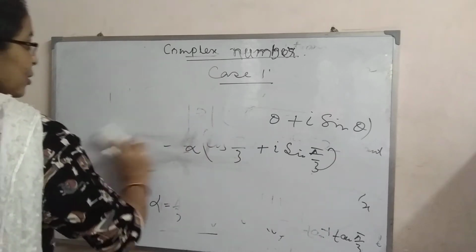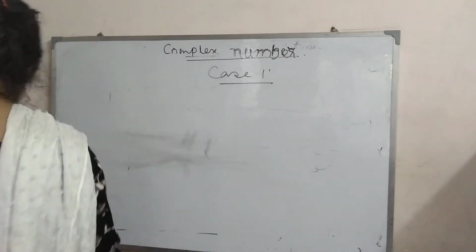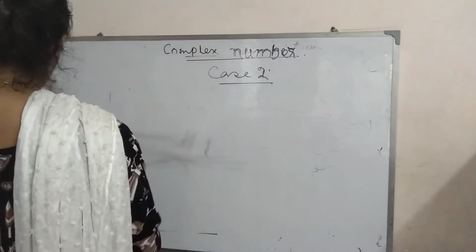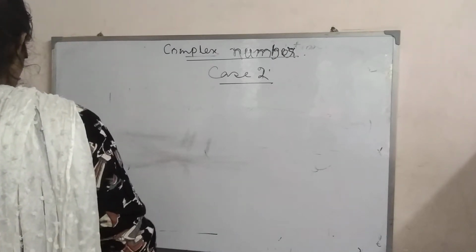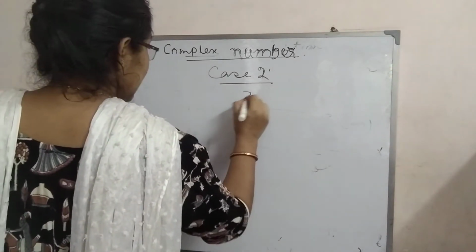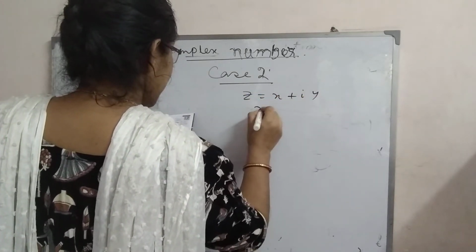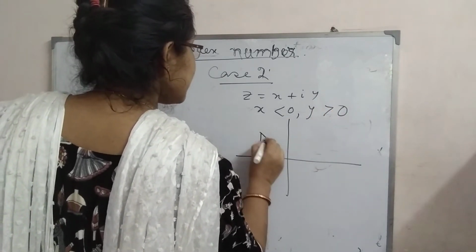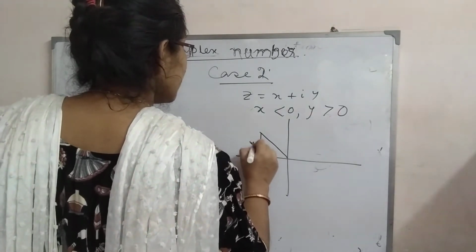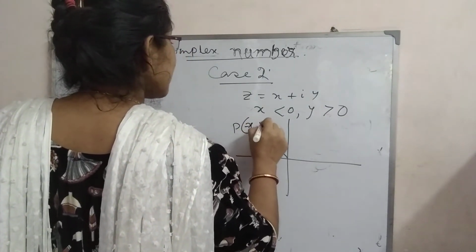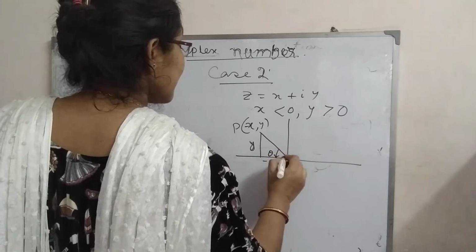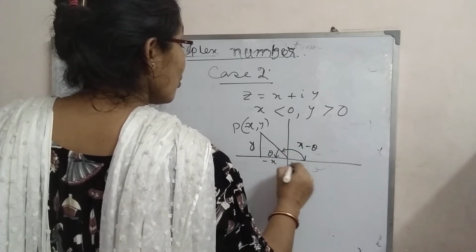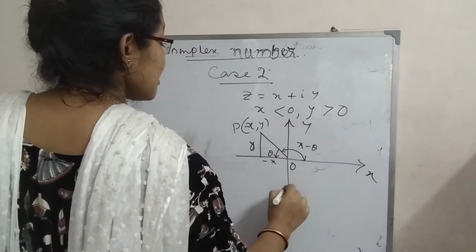And next I will go to case 2. Case 2: z equal to x plus iy. Here x less than 0 and y greater than 0. That means P lies in the second quadrant. This is minus x, this is y, this is P(minus x, y). This is theta, and this is pi minus theta. And O, this is the real axis and this is the imaginary axis.